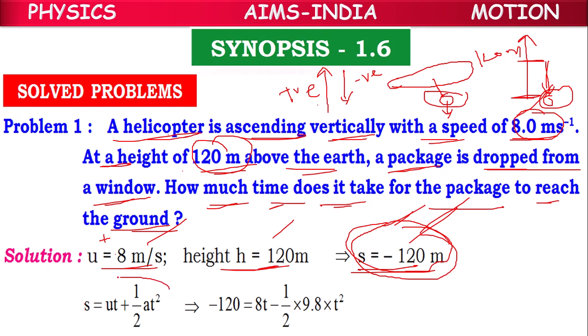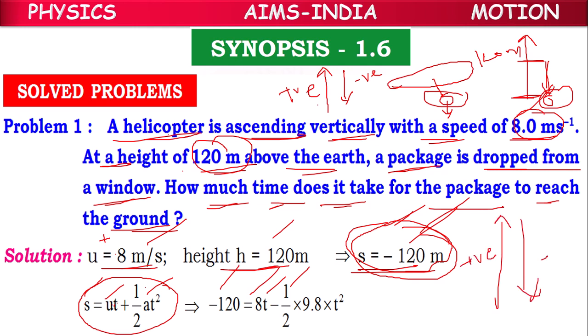We have the formula S equals ut plus half at square, where u is the initial velocity. S value is minus 120, u value is 8, and the t value we have to find out. What about a? As the upward direction is taken positive, gravity acts downwards, which is negative. So in place of a we substitute minus g. The g value is 9.8 meters per second square on most places of the earth. So a is minus 9.8, multiplied by t square.